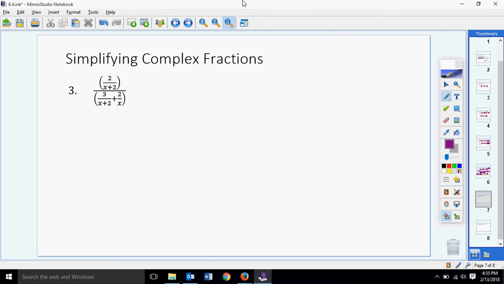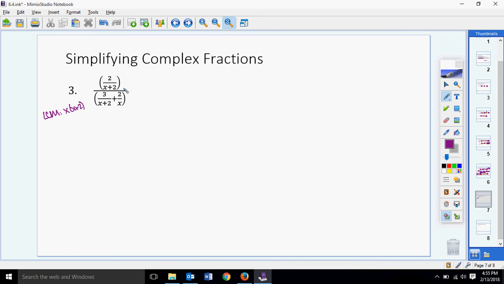Simplifying complex fractions again. So this is problem number 3. We have this one and one more. I'm going to do the same thing. Remember, if you see a sum between two fractions, so I have fraction 1 plus fraction 2, I need a common denominator. So remember, what's the LCM between x plus 2 and x? Well, I have to have one of each, and I have to have the highest degree. So my LCM here is x times x plus 2.